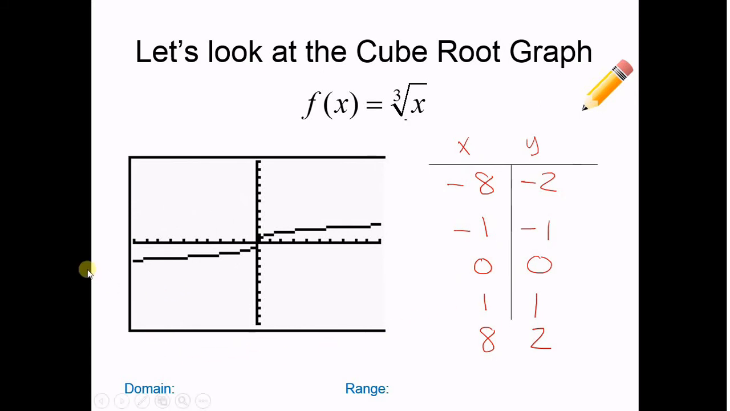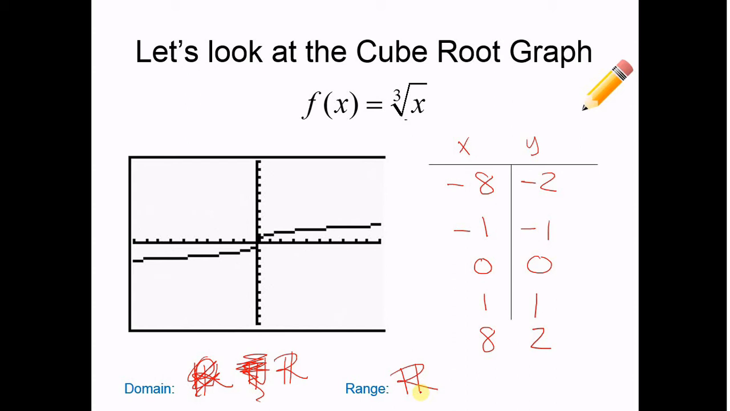Your domain, if you look at your x values, I use all negative x's and all positive x's. All real numbers for that one. Your range is going to keep on expanding and getting bigger and bigger, and the same on the negative side. So your range is also all real numbers. That is always the case on cube root graphs: all reals for domain and all reals for range.